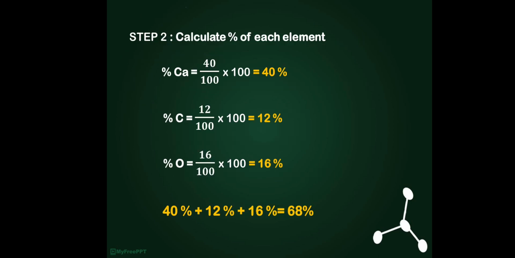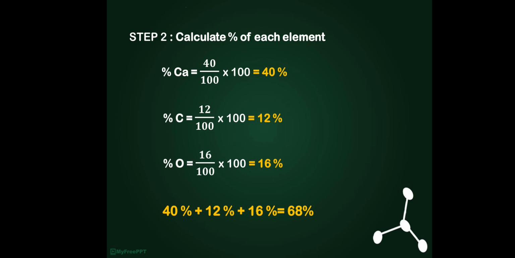Okay. Step 2. For the calculation of the percentage of each element, it is the same procedure again. Percentage of calcium is equal to 40 divided by 100 times 100, which is equal to 40 percent. For the percentage of carbon, we have 12 over 100 times 100, which is equal to 12 percent. For the percentage of oxygen, we have 16 over 100 times 100, which is equal to 16 percent.